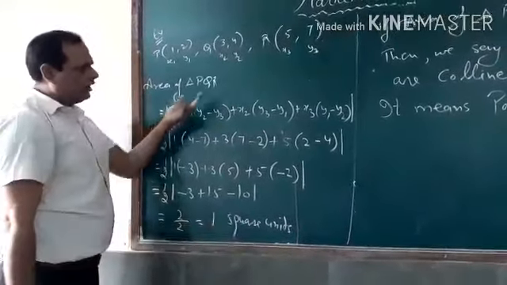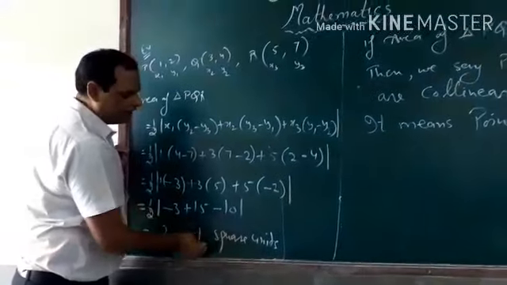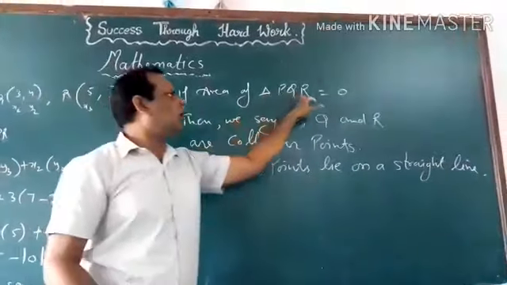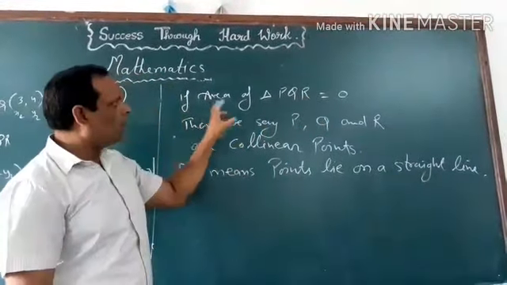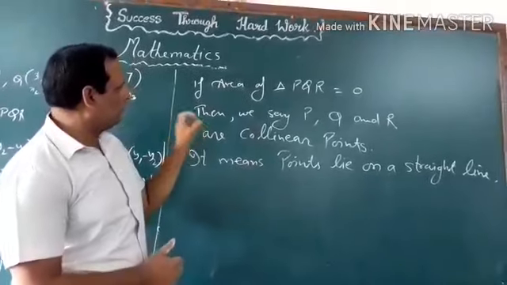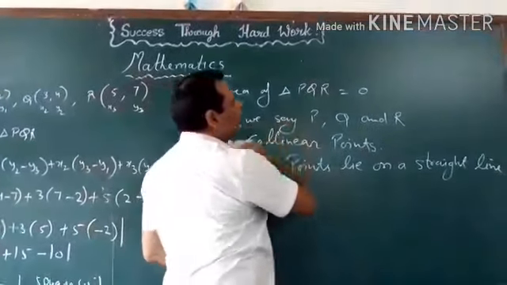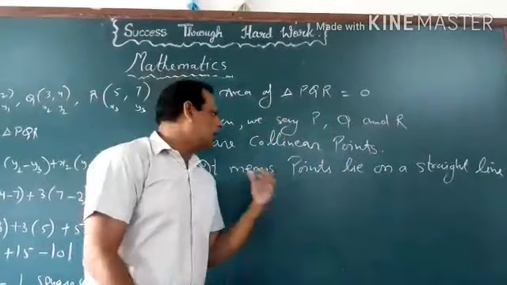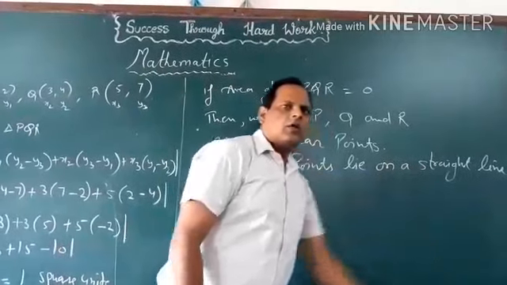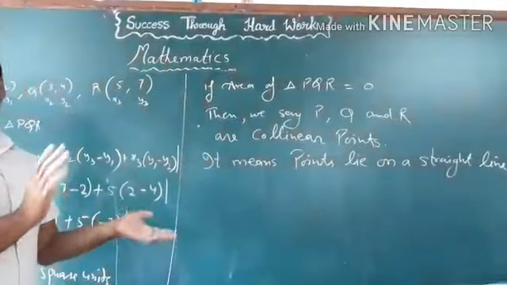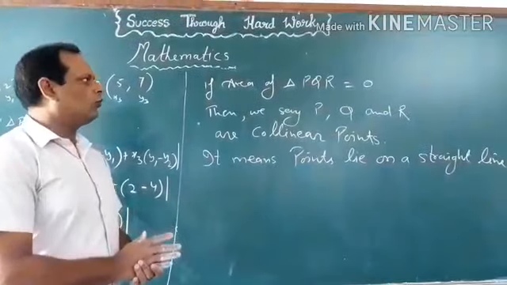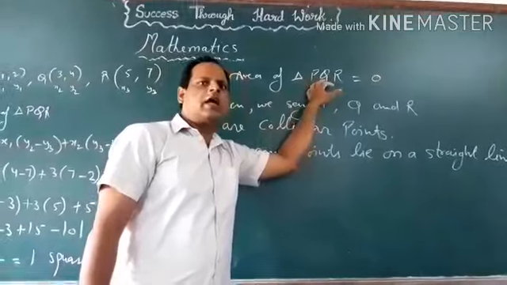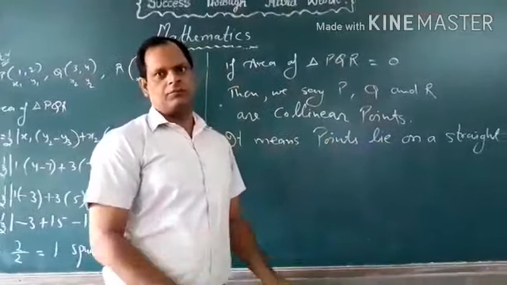When we write the area of any triangle, always use the units, square units. So 1 square unit. If the area of triangle PQR is equal to 0, it means the points P, Q, R are collinear points, they lie on a straight line. So always remember the difference between collinear and non-collinear points. Collinear points are those points for which the area of the triangle always comes to be 0. That's all, friends.